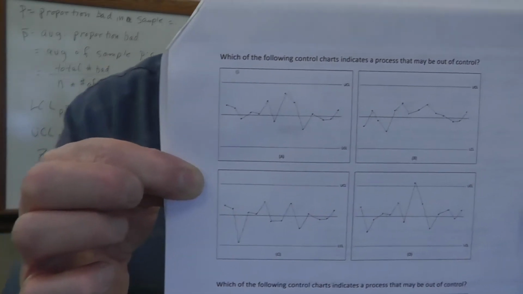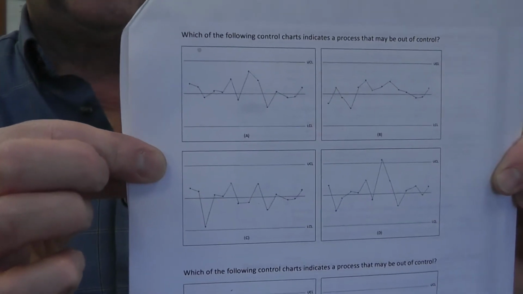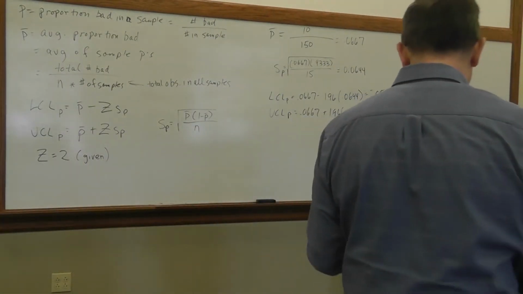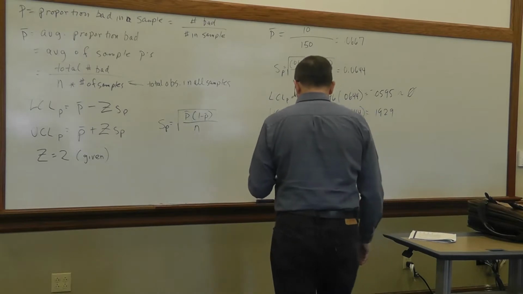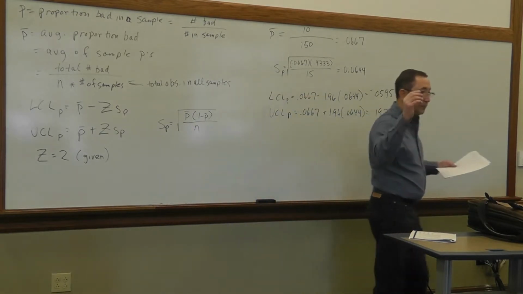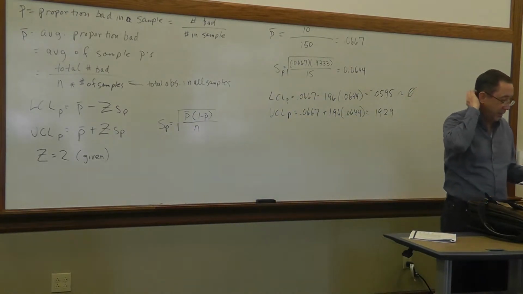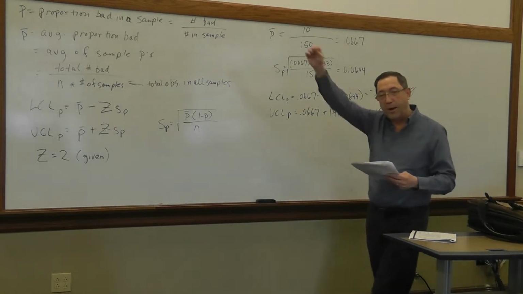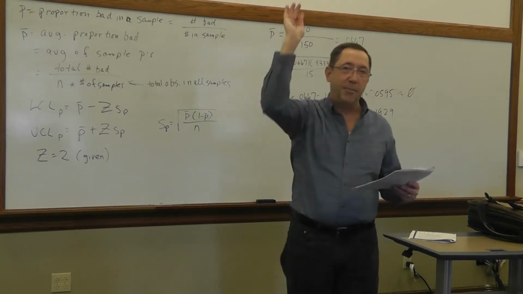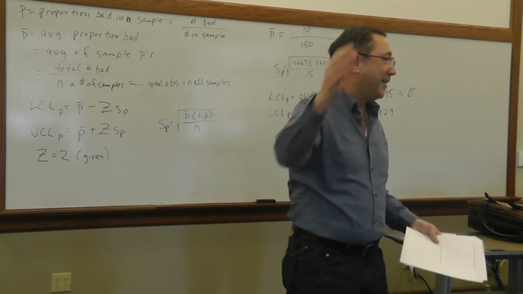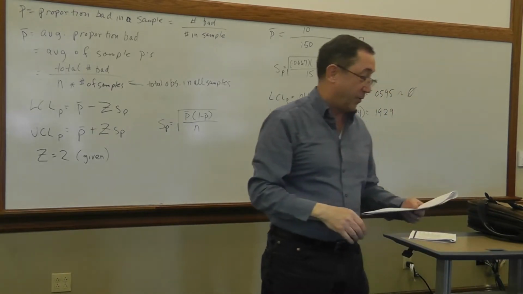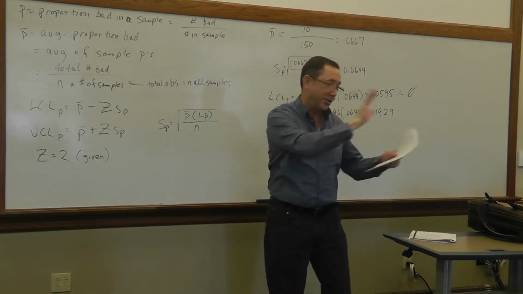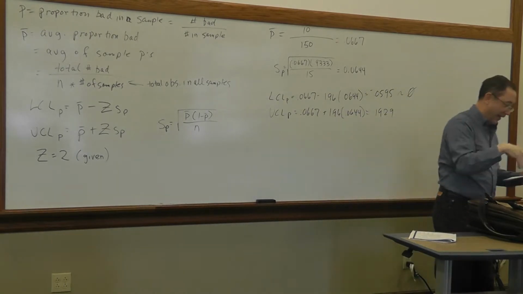So which of these 4, if any, indicate that the process would have been out of control while taking these samples? D. Which one? D. You took the easy one, D, right? Because D has 1 point outside a control limit. Everybody gets that one. That's nothing special.